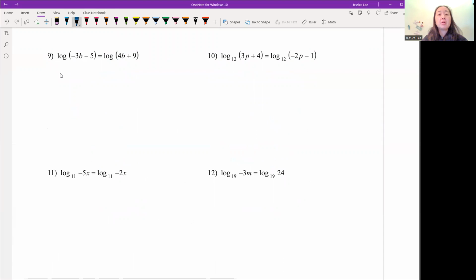All right, so there are a couple of different instances here. If you notice for 9 through 12, they both have logs on both sides. When you have logs on both sides, you want to condense each side so each side only has one log, which all of these have. So we're good. We don't even have to use any properties because they're just logs on both sides. That's the easiest scenario.